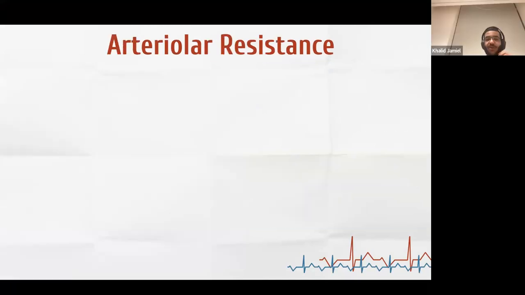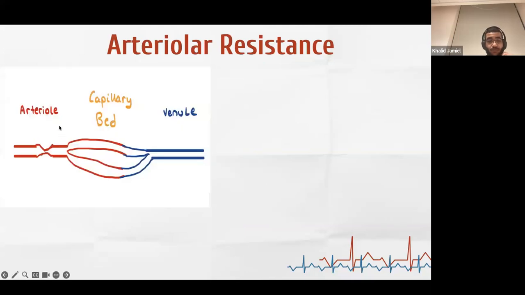So now let's talk about arteriolar resistance. This is the arrangement of the blood vessels in the body. We have an arteriole, then a capillary bed, then the capillary bed changes into a venule, right? So let's say we increase arteriolar resistance by vasoconstricting.